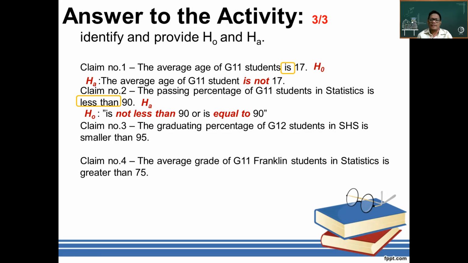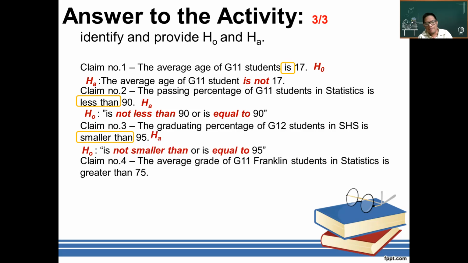The graduating percentage of grade 12 students in senior high school is smaller than 95. So it means 95 can graduate and 5 will not graduate at the same time. The words used here are "smaller than." Of course, it is the alternative hypothesis. So our null hypothesis is the opposite of smaller than. It is not smaller than, or equal.